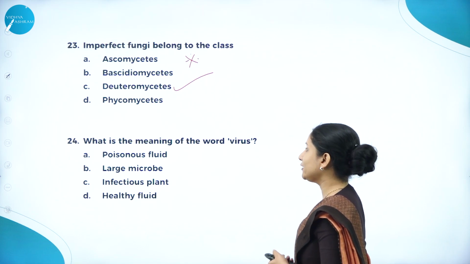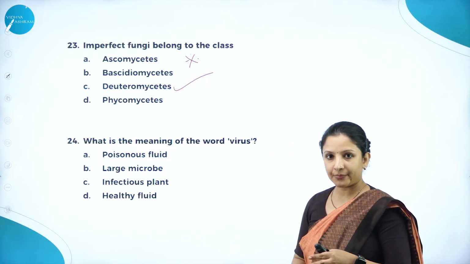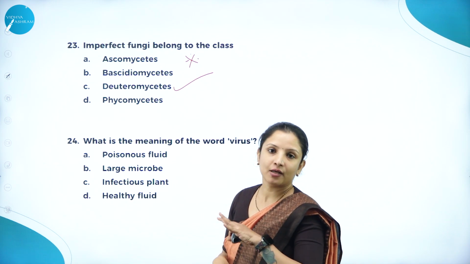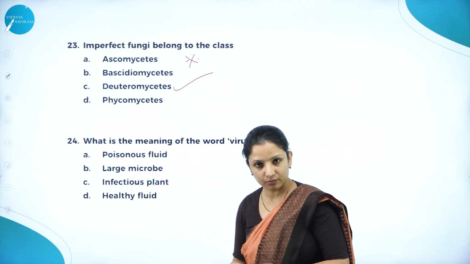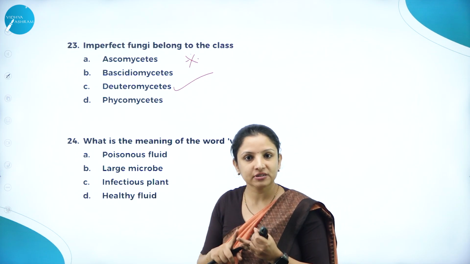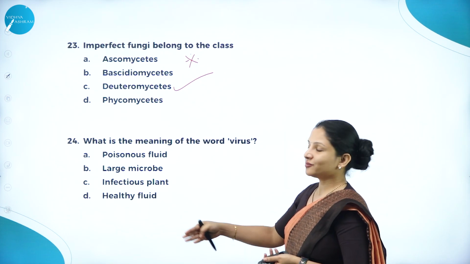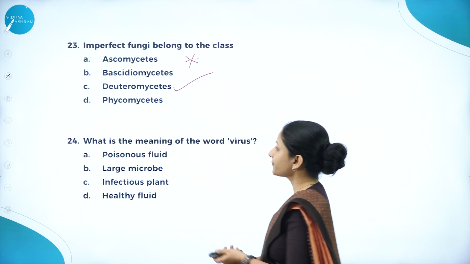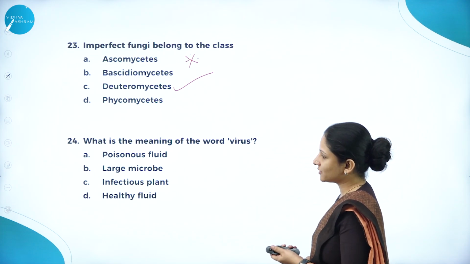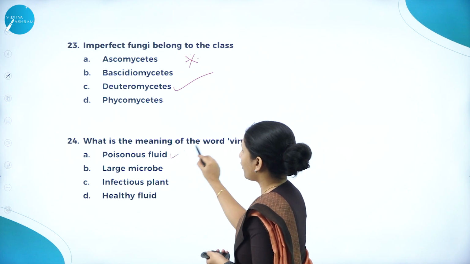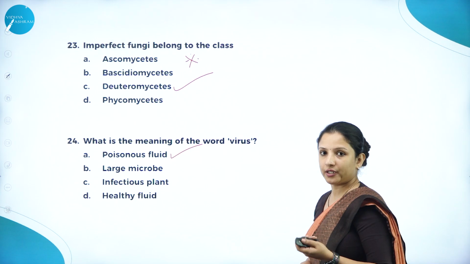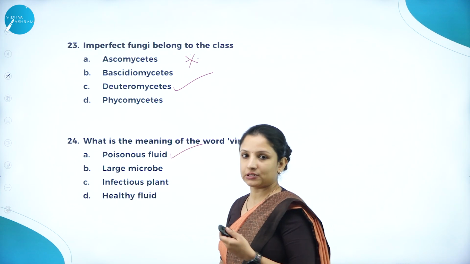Next, what is the meaning of the word virus? In this chapter, apart from having all these kingdoms, there are some organisms which are not placed under the five kingdom system of classification, and they have been given separately. Like we have viruses, viroids, prions and lichens. These are the questions which are based on those topics. So what is the meaning of the word virus? Poisonous fluid, large microbe, infectious plant, healthy fluid. It is poisonous fluid. Contagium vivum fluidum, that is what they said, meaning poisonous fluid.